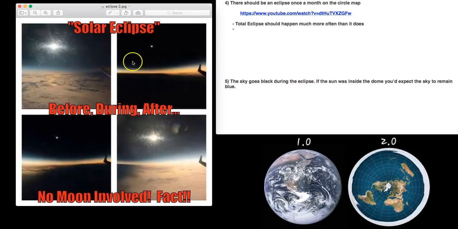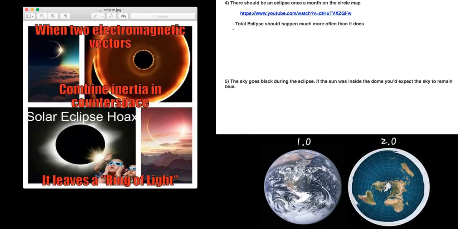Someone filmed the eclipse while it was going on from above the clouds, or this was from an airplane. It's not what we're told. The moon is not involved in blocking the sun. It's something completely different, because you can see the moon here and the sun. It's not what we're told.